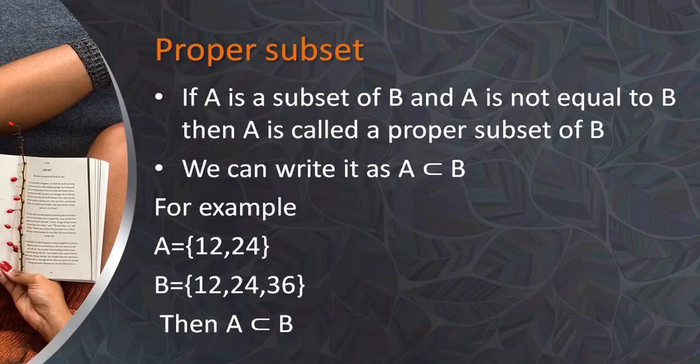Now the ninth one, proper subset. If you consider two sets A and B, set A is considered to be the proper subset of set B if set B contains at least one element that is not present in set A. We can write it as A ⊂ B. For example, A is equal to {12, 24}, B is equal to {12, 24, 36}. A is a proper subset of B because 36 is not present in the set A.